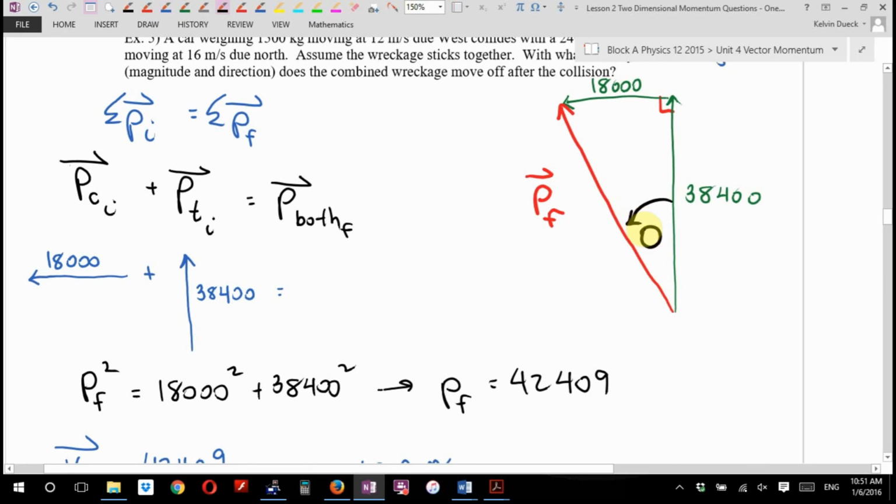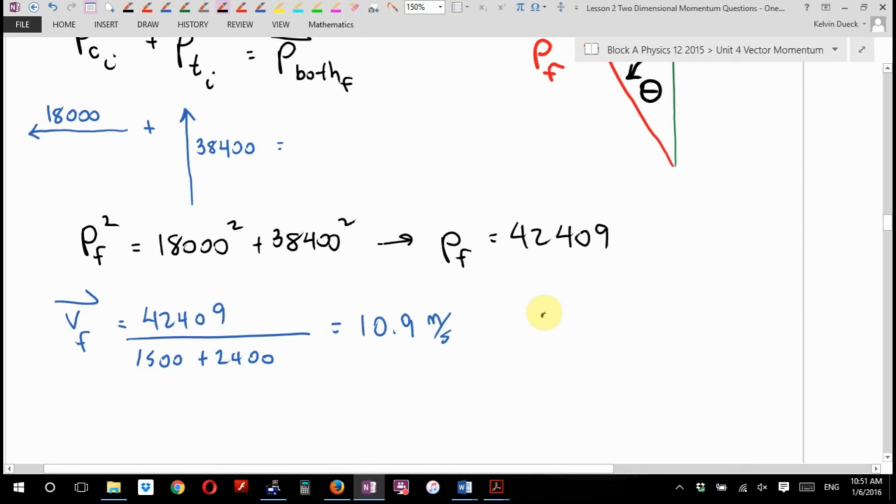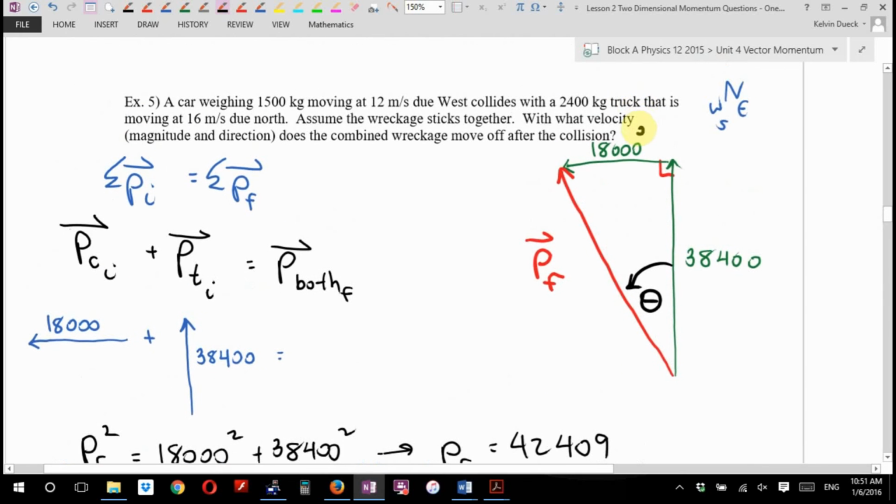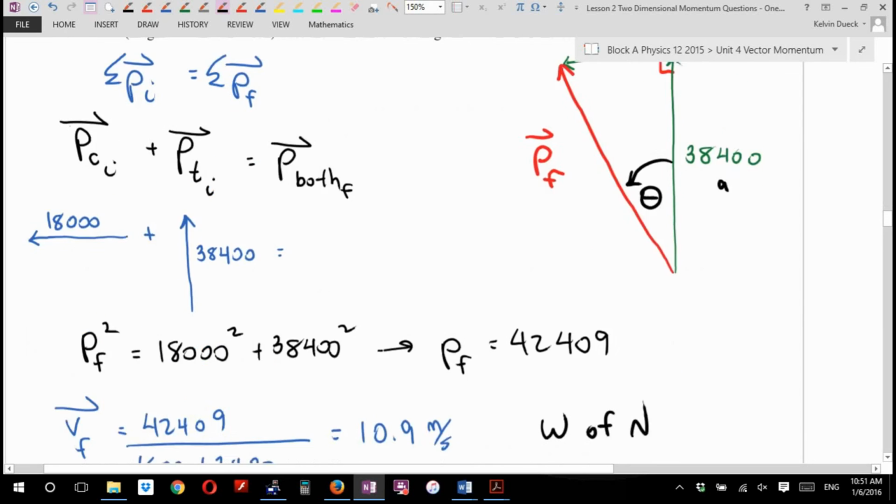That angle there, what of what? North of south, east of west, what of what? West of north? Okay. Which trig function? Opposite. Oh, this one's going to be tangent again. That's kind of convenient.